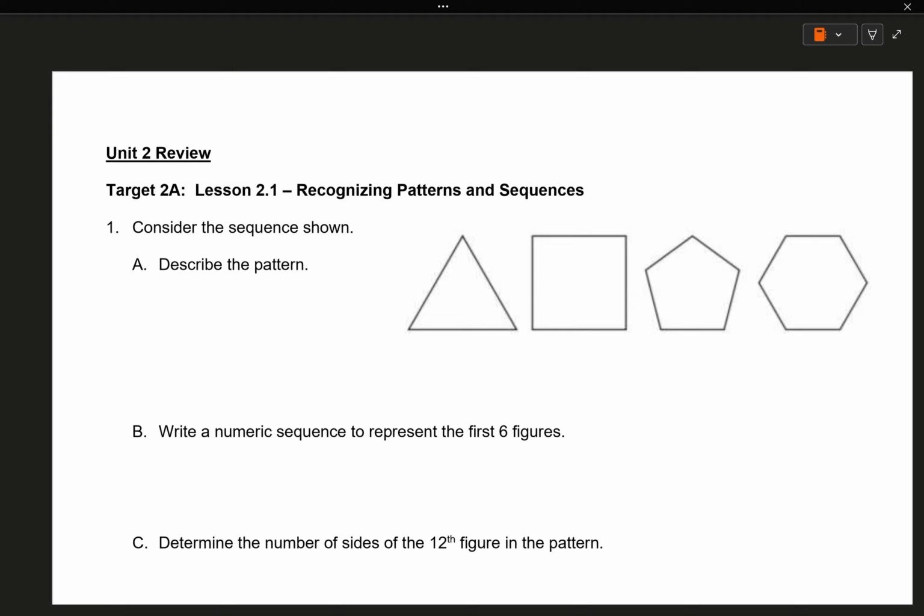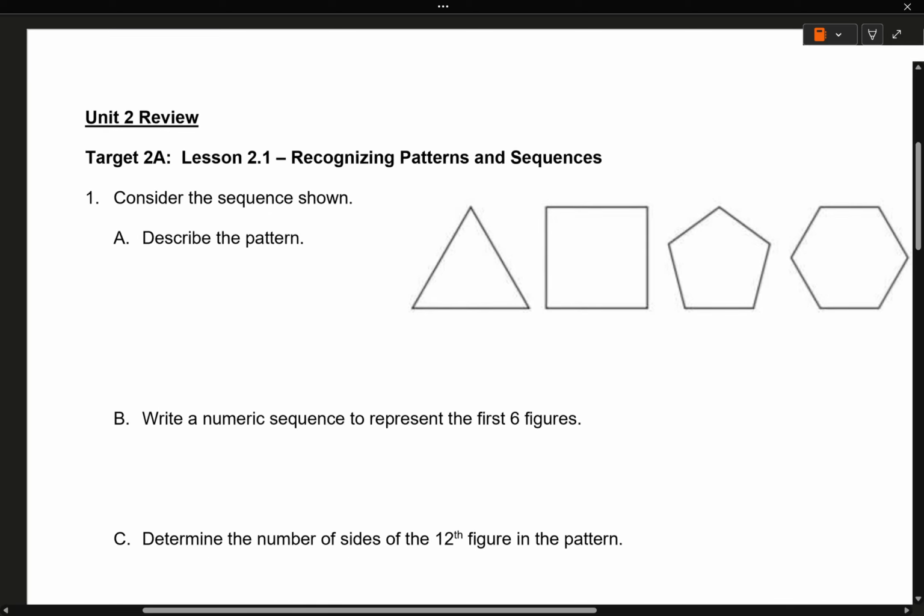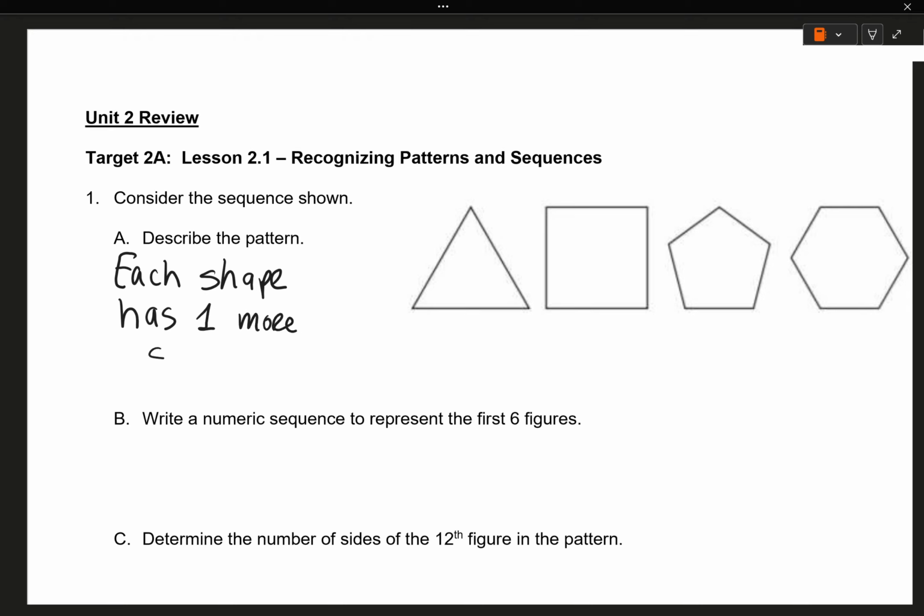Number 1, consider the sequence shown. In letter A, we're going to describe the pattern. What we're going to do here is take a look at the shapes and, in English, tell what's happening. Take a second to look and then I'll write it down. Hopefully you notice that each shape has one more side.